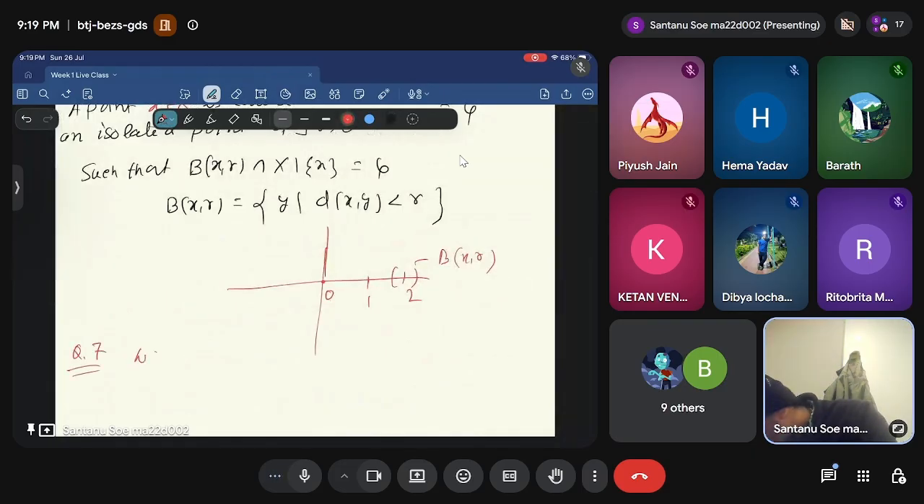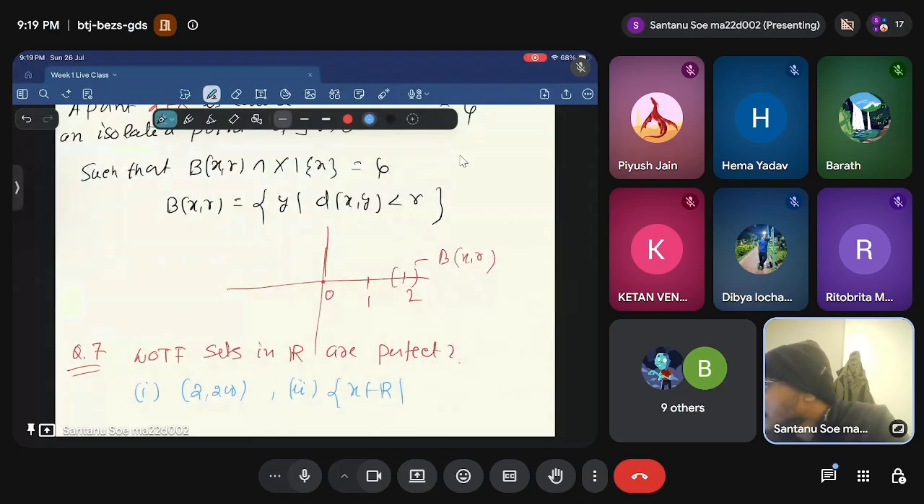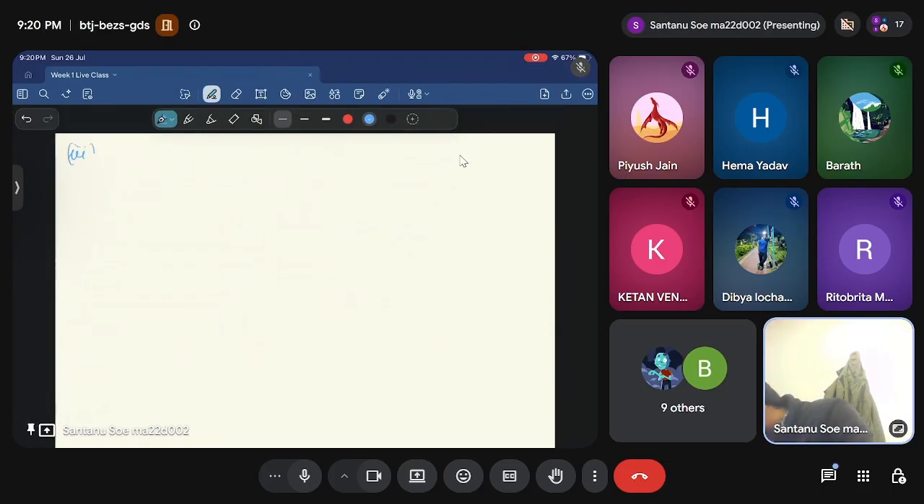Question number 7. Which of the following sets in R are perfect? So the first set is the open interval 2 comma 200. Second set is x in R such that 5 less than or equal to x less than or equal to 7.5, union 9. Third is the closed interval 1 comma 3.